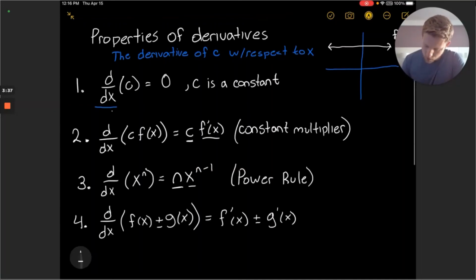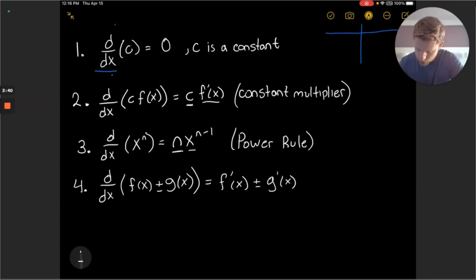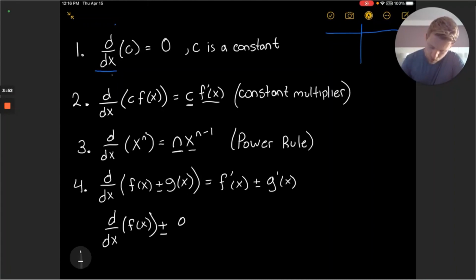So in other words, we could write this in D notation as well. The derivative with respect to x of f of x plus or minus the derivative with respect to x of the g of x function. So when we have a function of multiple terms, we can apply the derivative operation to each individual term and add and subtract their derivatives for that complete derivative.